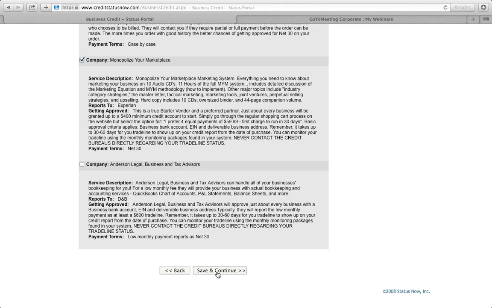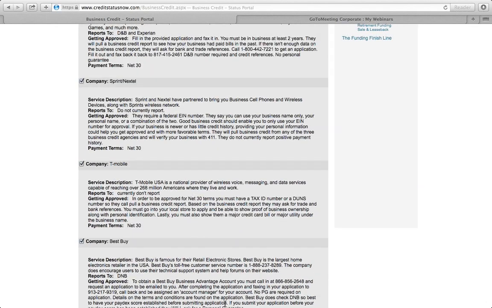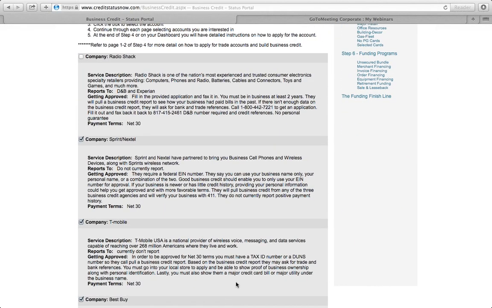So those are the starter accounts. Those are the easiest accounts to get. Just like Creditera, you simply purchase the monitoring and it reports. As you go through the next pages, some of these could qualify as starter accounts, but they have a little bit harder of an underwriting process.